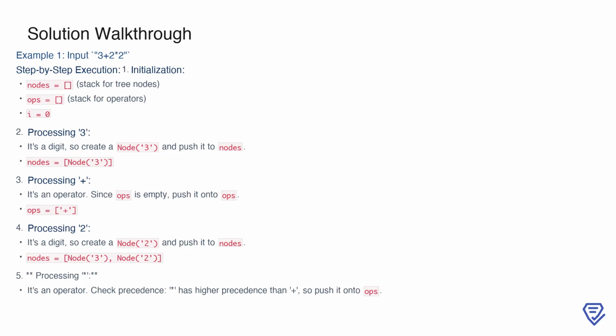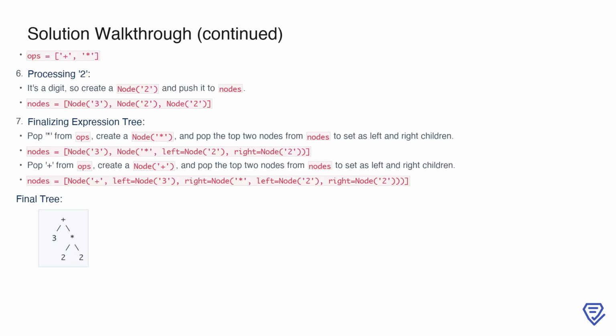Moving on, we process the next digit, 2, and create another node for it, adding it to the node stack. When we reach the asterisk operator, we check its precedence relative to the top operator in the ops stack. Since asterisk has higher precedence than plus, we add it to the ops stack without popping anything. After adding asterisk to the ops stack, we process the final digit, which is another 2. We create a node for this digit and push it onto the node stack.